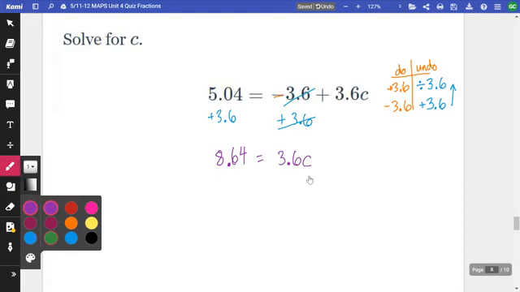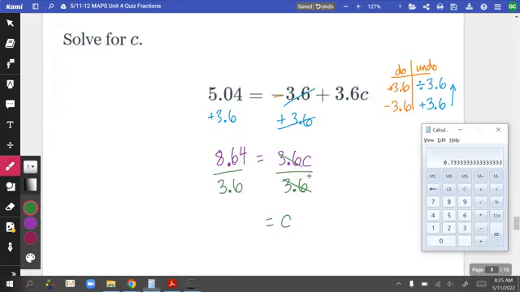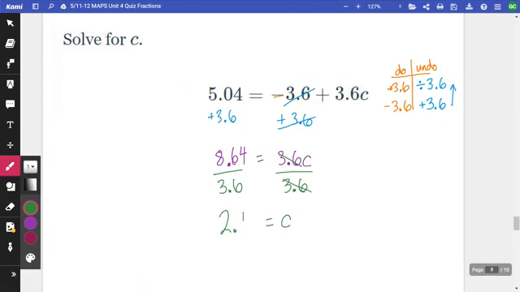Now we need to divide by 3.6 on both sides. These cancel out, and C equals what? 8.64 divided by 3.6, we get 2.4. 2.4 is our answer.